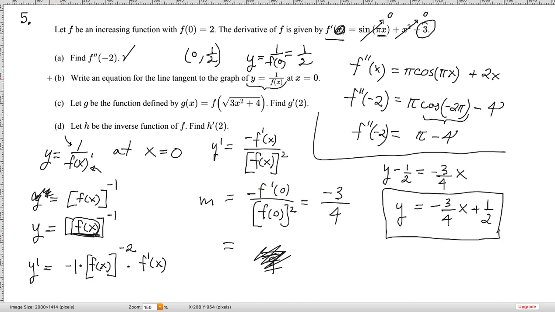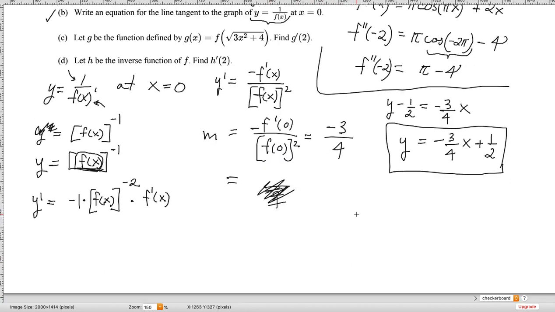That's part b. Now part C, let the function be defined as this here, and basically you want to find the derivative at 2. Let's do it in a different color so we don't get confused. Let's do it in this purple pink here. Okay, so we have f of square root of 3x squared plus 4. This is g of x, they're saying, and they want you to find g prime of 2.